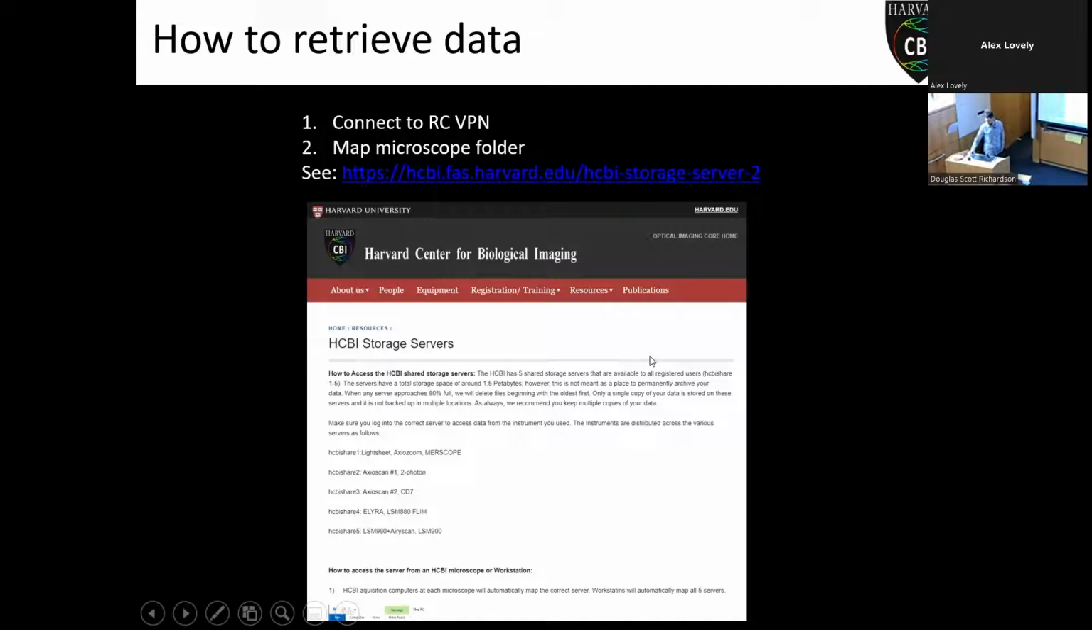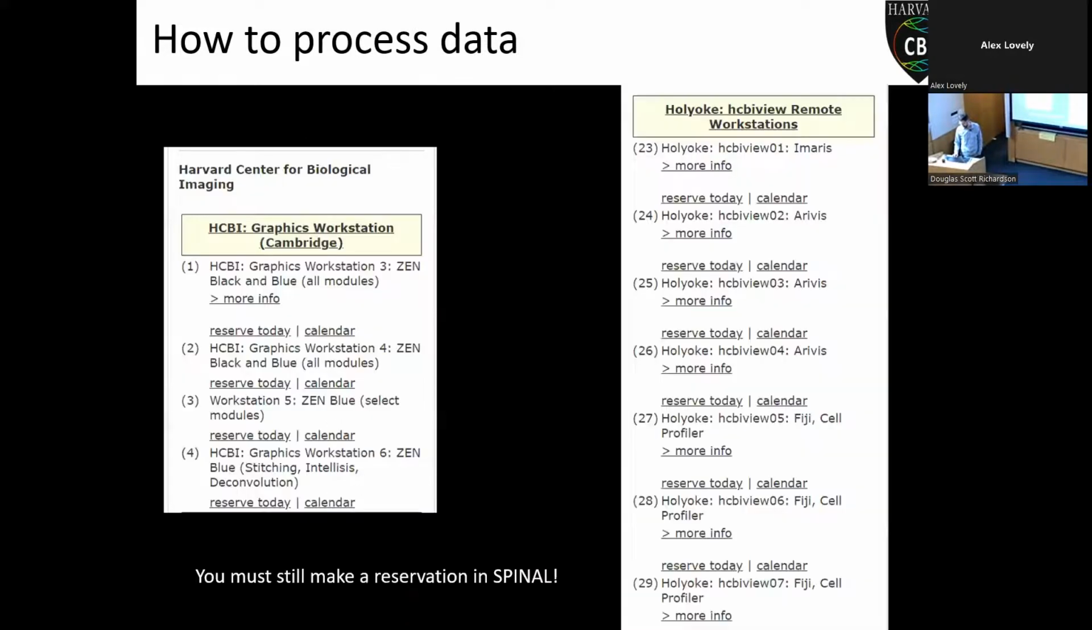I'm not going to go through that one because I think it's pretty straightforward, but I will go through this process. When you want to use one of our remote workstations, the first thing you have to do is reserve this in Spinal. Just be careful because the workstations that sit outside of our office are still there. There are still 4 of them, 3, 4, 5, and 6. The biggest reason is that some of these are still on lease. As the lease ends, we'll get rid of them over time. But right now, we haven't been able to get licenses for the Zen software on the remote servers out in Holyoke. So if you're doing any processing in Zen, you still have to do that at the HCBI.